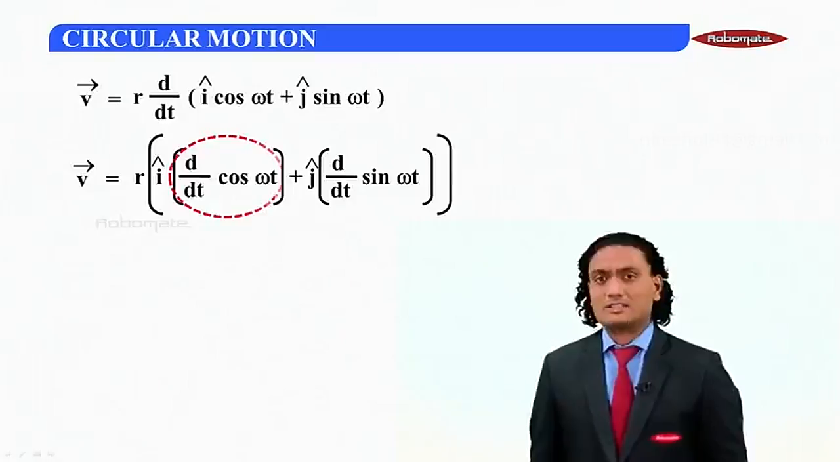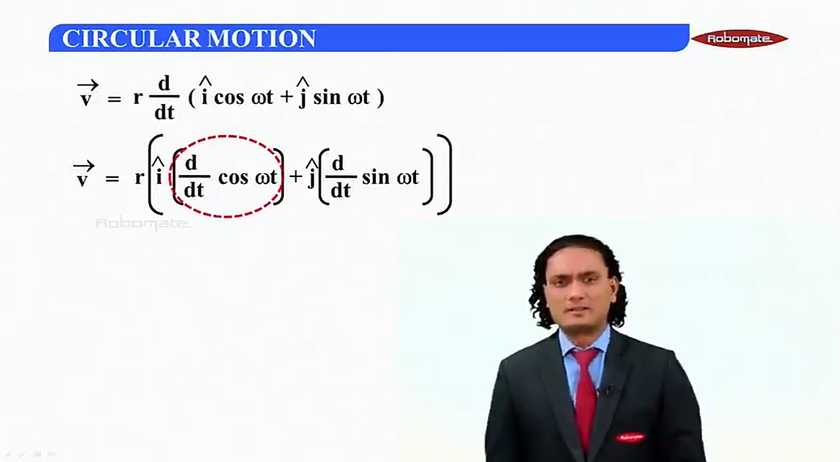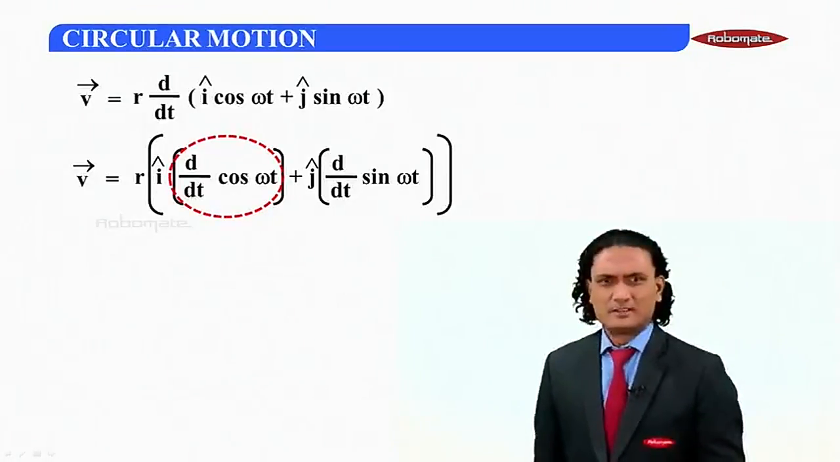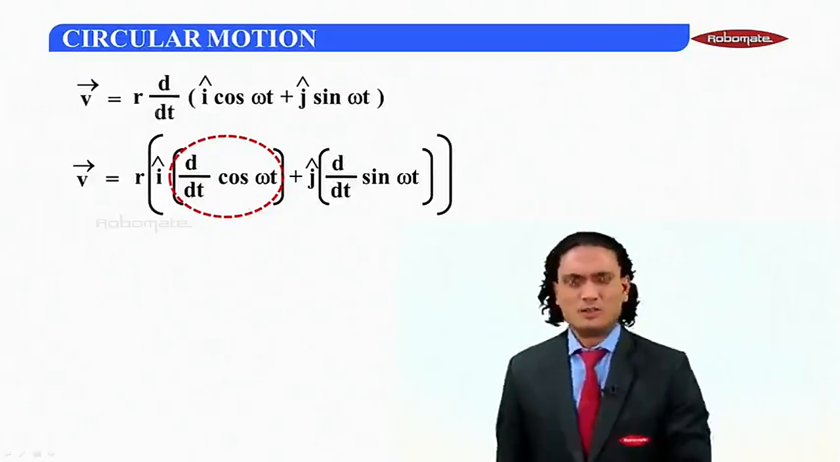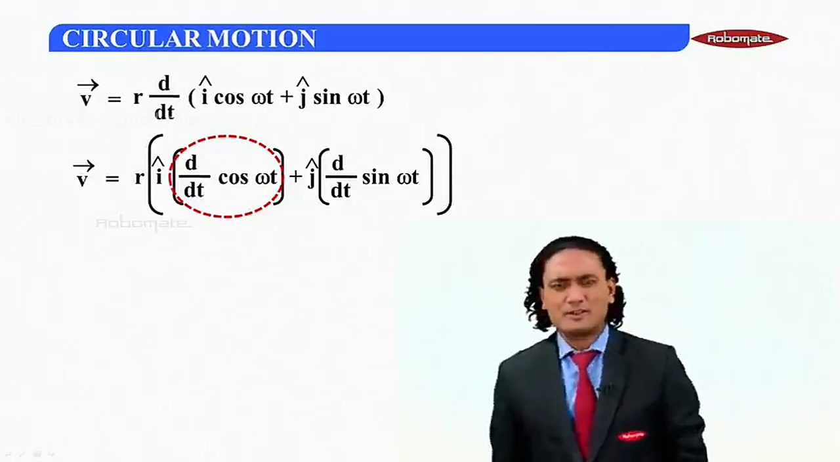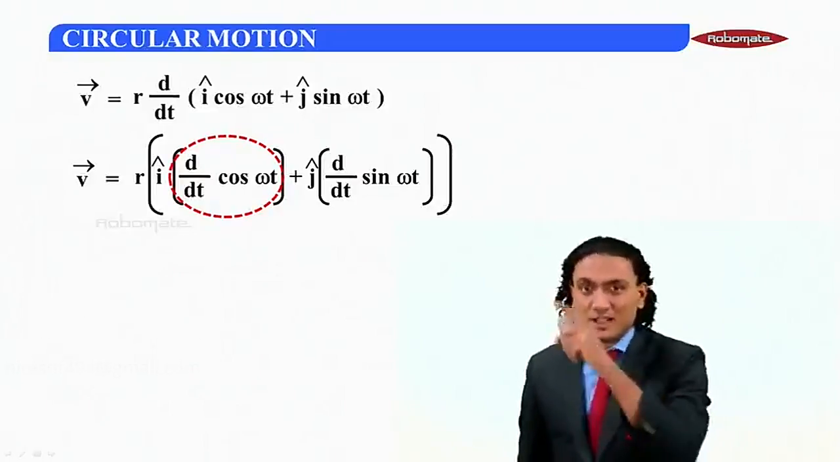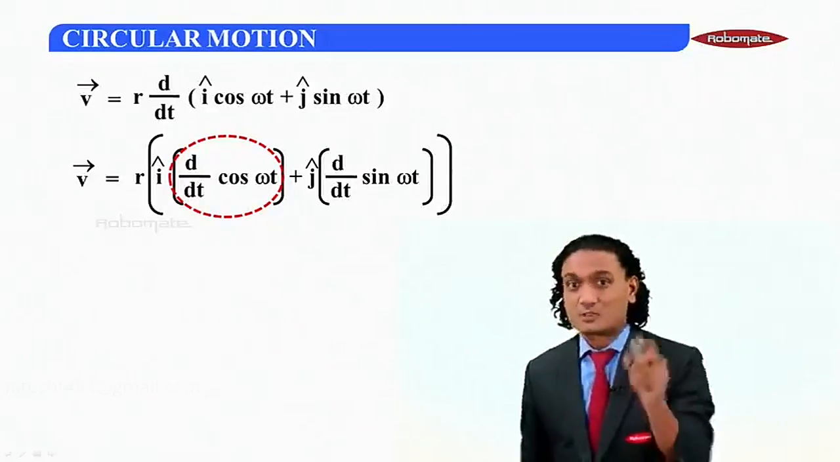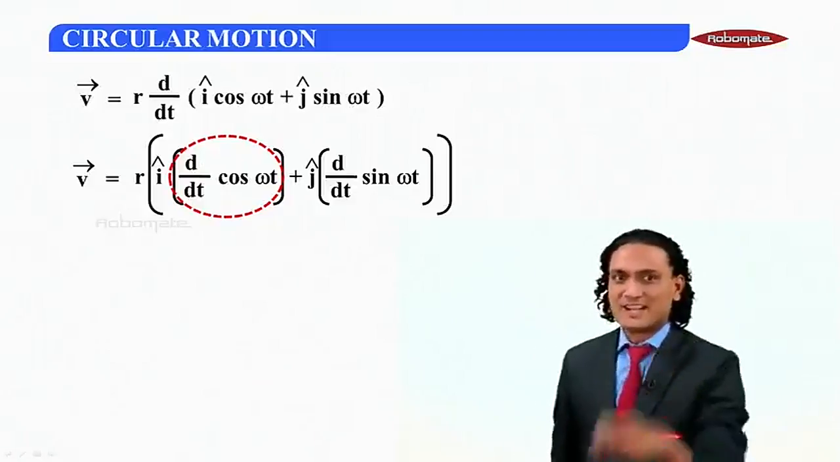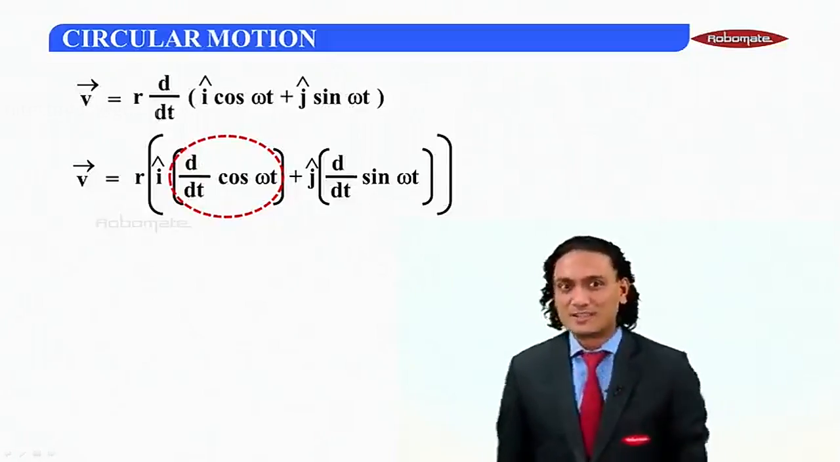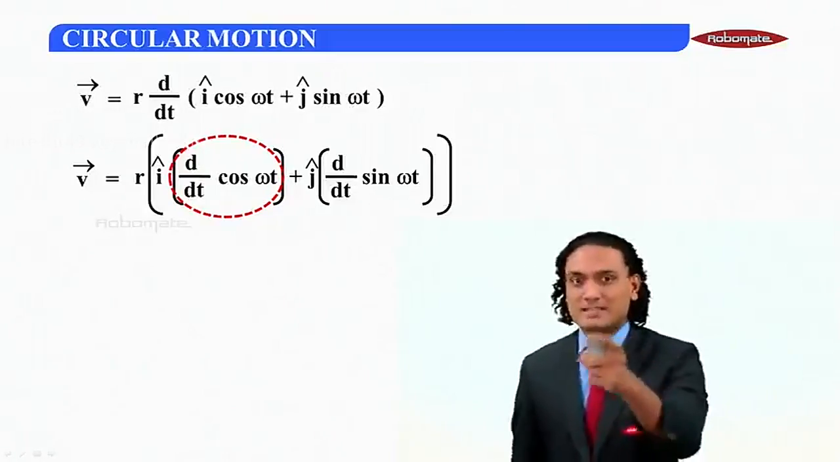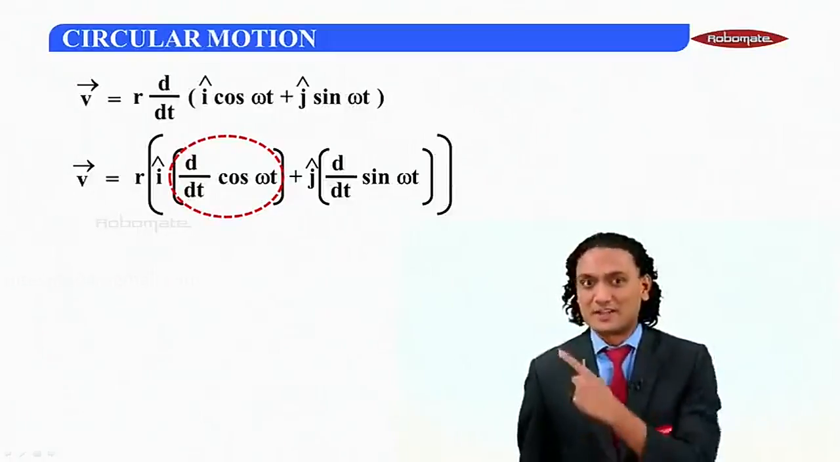So what is d by dt of cos omega t? Minus sin omega t, that's all? No. Wrong. Completely wrong. How to differentiate this? It is a function in a function, cos omega t. Chain rule. You have studied this in 11th standard. It is a basic mathematical tool for physics.